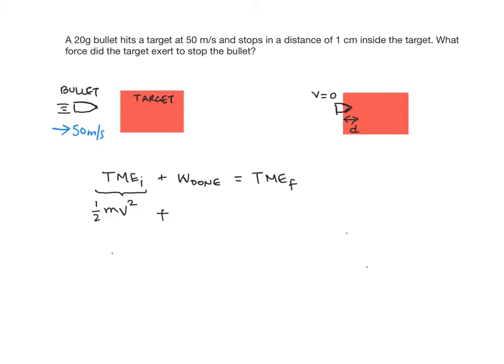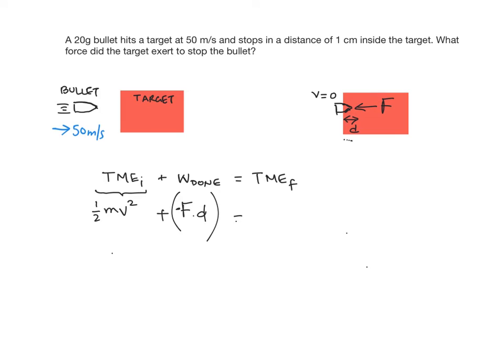Well, in this case, there was a force applied by the target in the opposite direction to the bullet, and let's call that force F, which we don't know. And that force acted through a distance d, which is the penetration distance of the bullet until it comes to a stop. So we write F times d. Of course, the force is in the opposite direction to the motion, and so the force has to be negative.